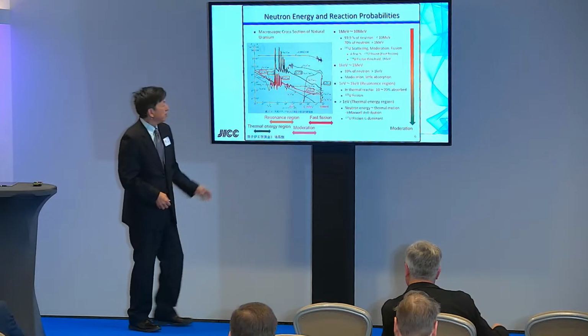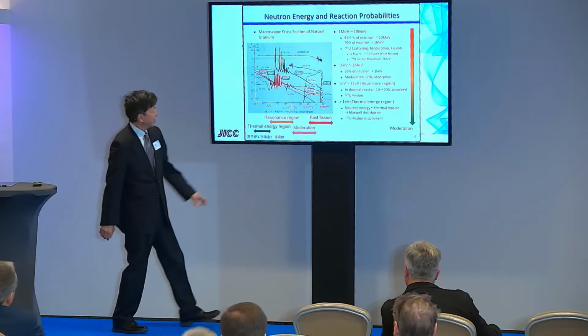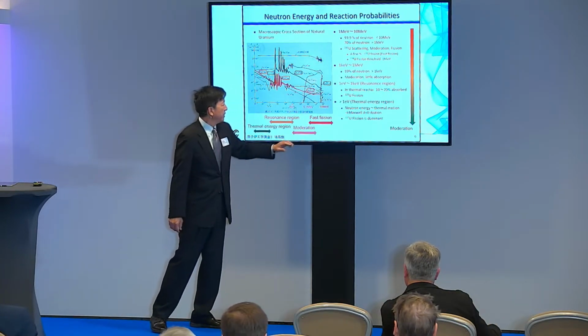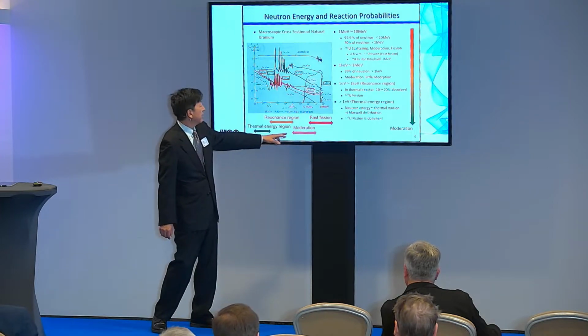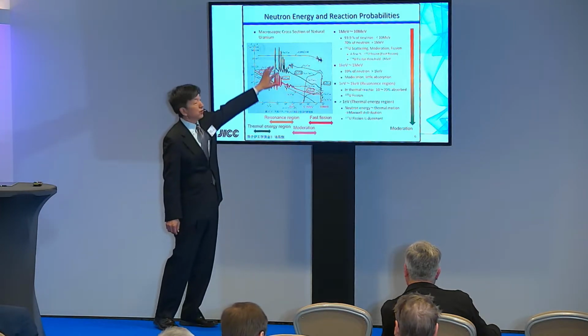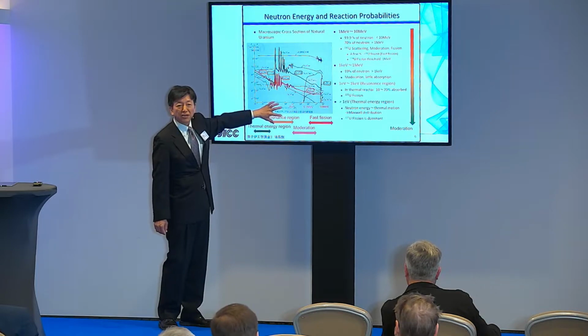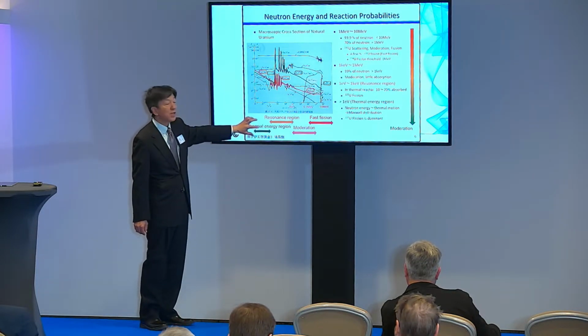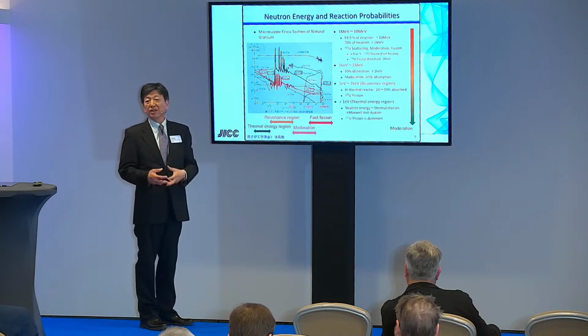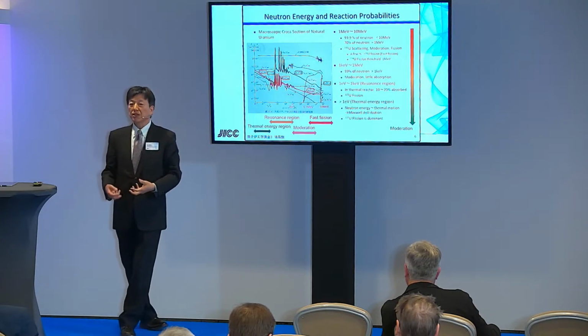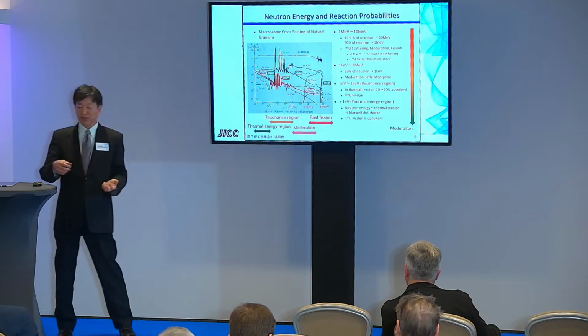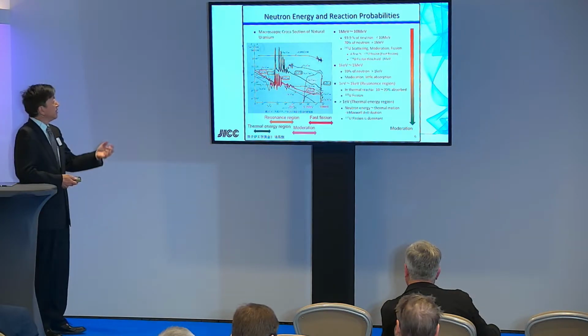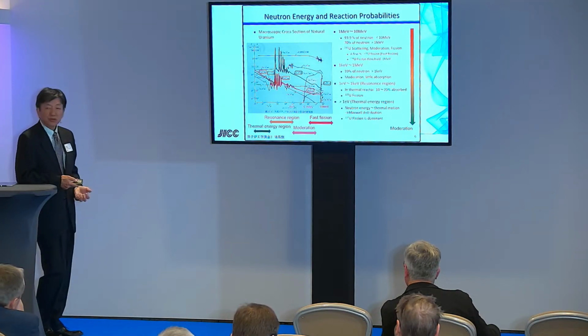But anyway, please understand that this is the first fission range. The moderation happens in here. And there is a resonance region here. And the neutron has to go over the resonance region to reach the thermal energy region, where the next uranium-235 fission happens. This is the neutron energy and the reaction probability. Okay?